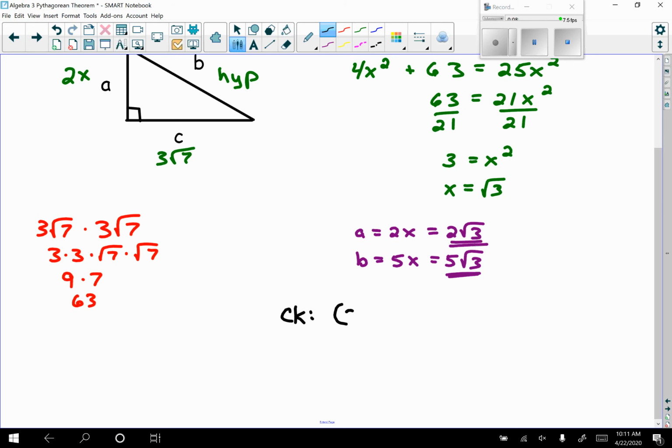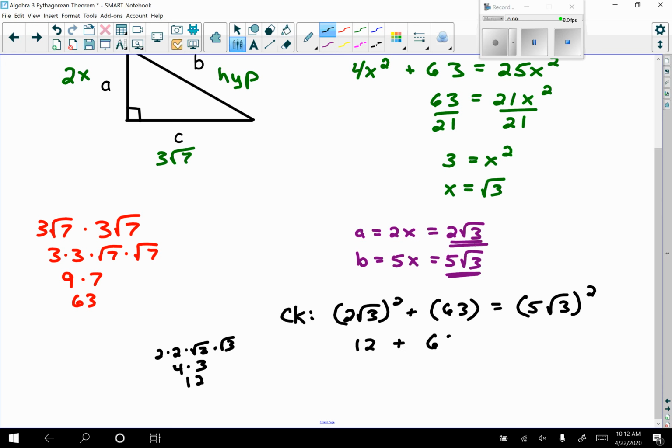So I'm going to take 2 radical 3, which is side A, squared, plus, now I know C squared, I already did that, so I'm just going to say plus 63, I really didn't need the parentheses, is going to equal 5 radical 3 squared. So if I square 2 radical 3, that's going to be 2 times 2 times radical 3 times radical 3. So I'm going to add a 4 times 3, which is 12, plus the 63. 5 radical 3 squared is going to be 5 times 5 times radical 3 times radical 3, which is 25 times 3, which is 75. And 12 plus 63 is 75.